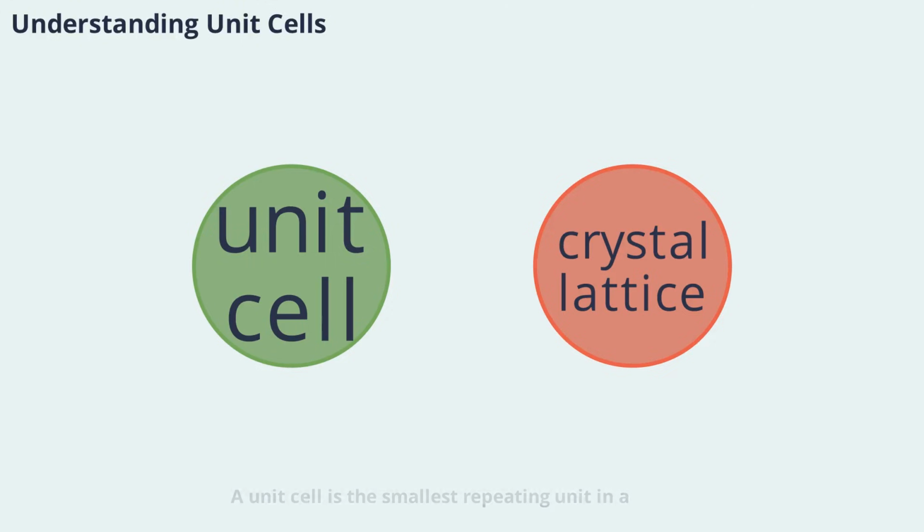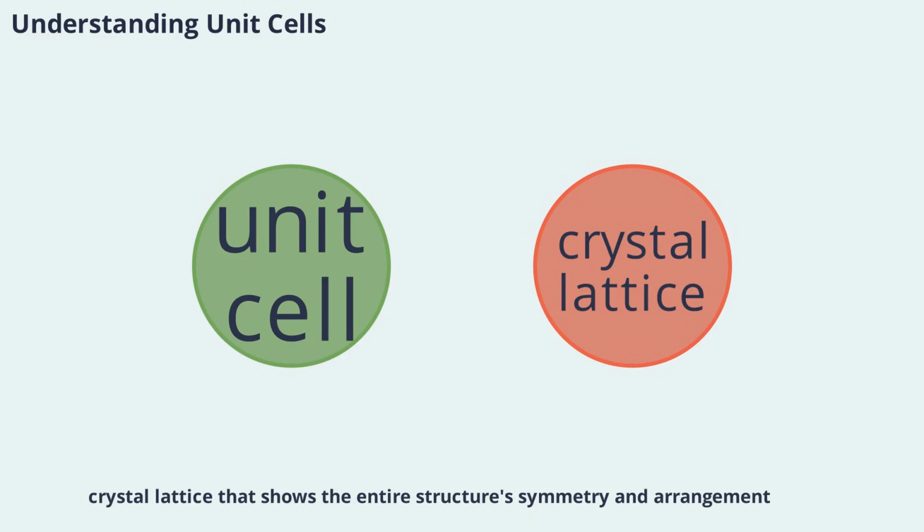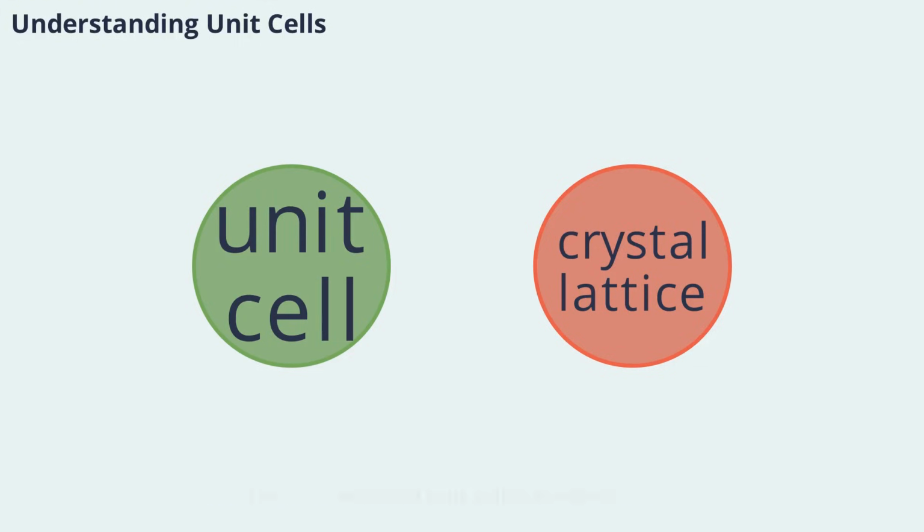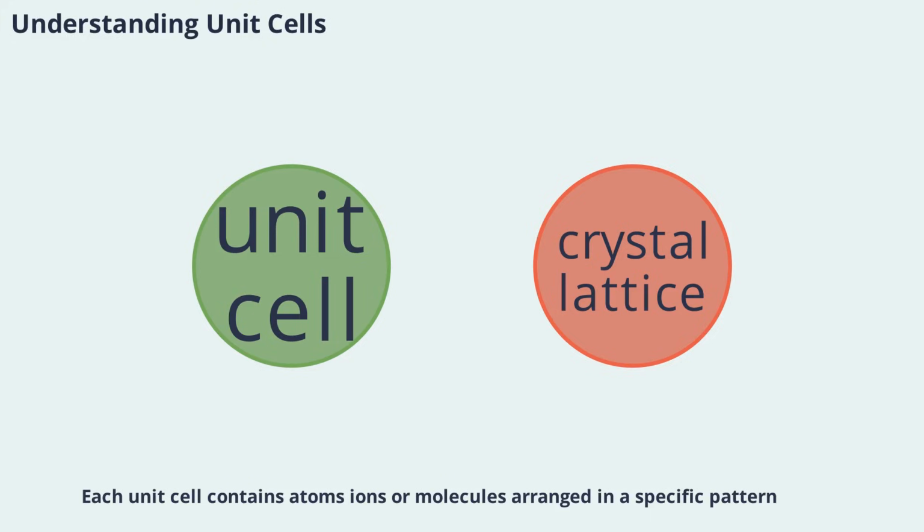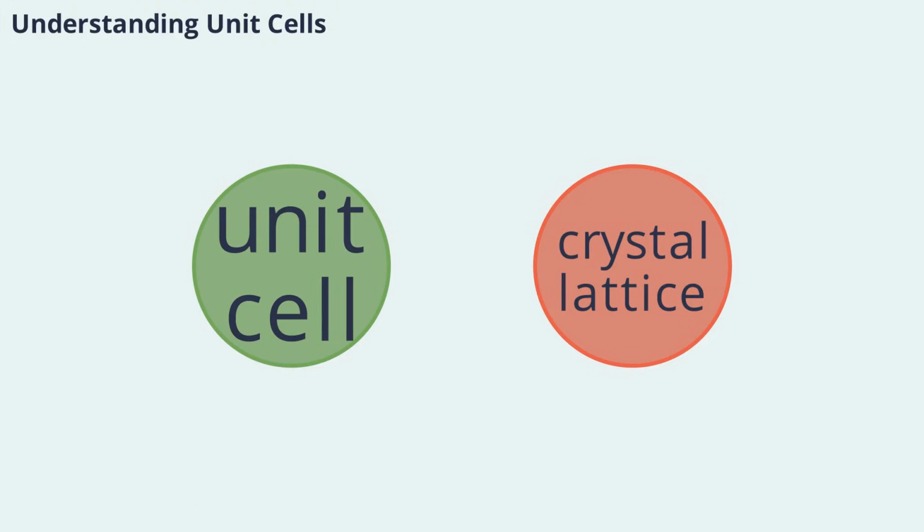A unit cell is the smallest repeating unit in a crystal lattice that shows the entire structure's symmetry and arrangement. Think of it as the building block of a crystal, which, when repeated in all directions, forms the whole solid. The concept of unit cells helps scientists describe and predict the properties of crystalline materials. Each unit cell contains atoms, ions, or molecules arranged in a specific pattern, and the way these units stack together determines the overall structure of the solid.